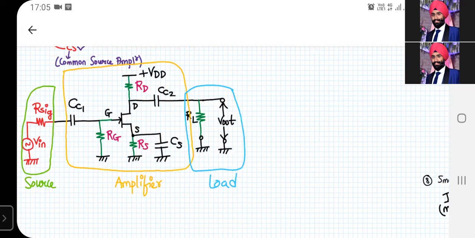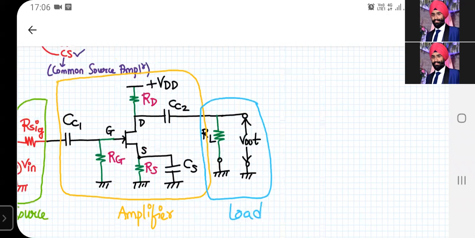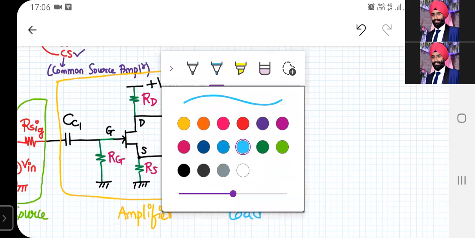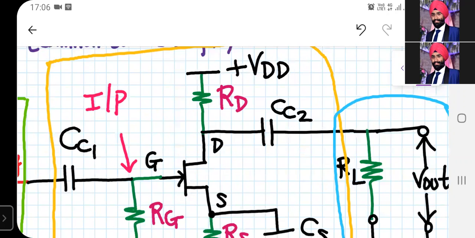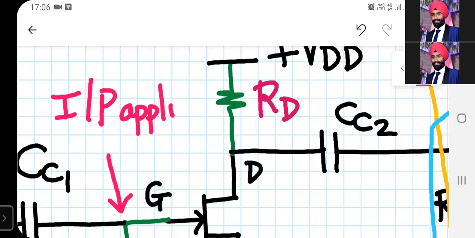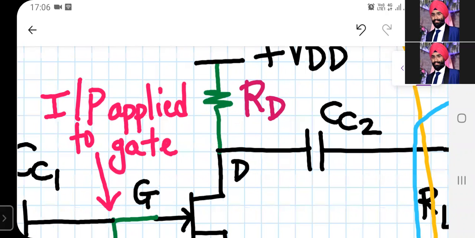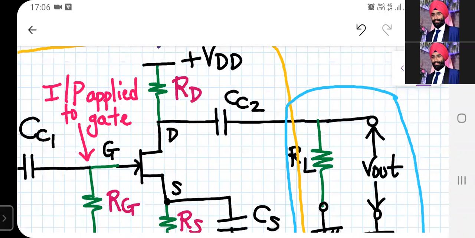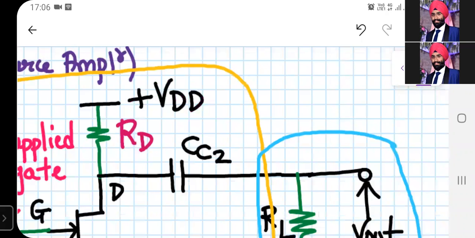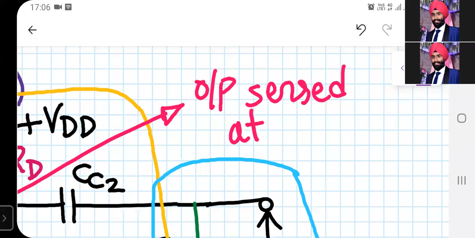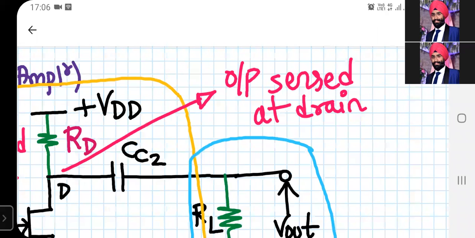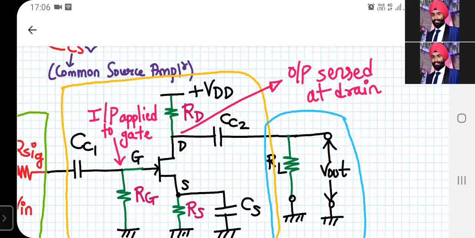Okay, so this becomes my common source amplifier. Why is it called the common source? The reason being your input is applied to the gate terminal. So whenever we have an input applied to the gate and your output is sensed at the drain, output is measured or sensed at the drain terminal, then it is called a common source amplifier.